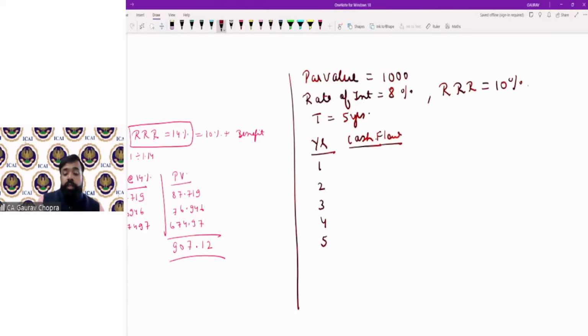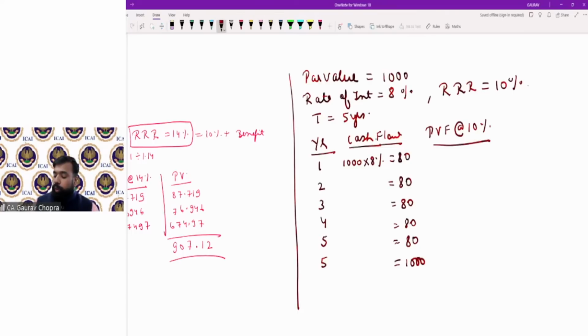You will be receiving interest of 8%. So 1000 multiplied by 8% is 80 rupees. For first year, 80 for second, third, fourth, and then fifth. So 80 rupees for 5 years. And then in fifth year itself, you will receive the principal, that is 1000. Now you can write present value factor at the rate of 10%. So 1 divided by 1.1, press equal to.